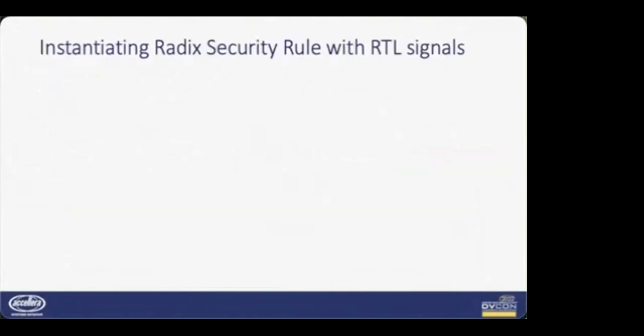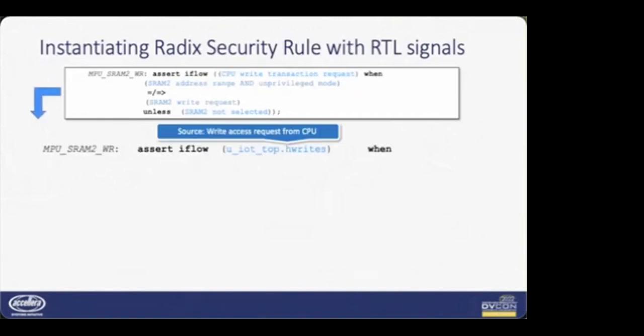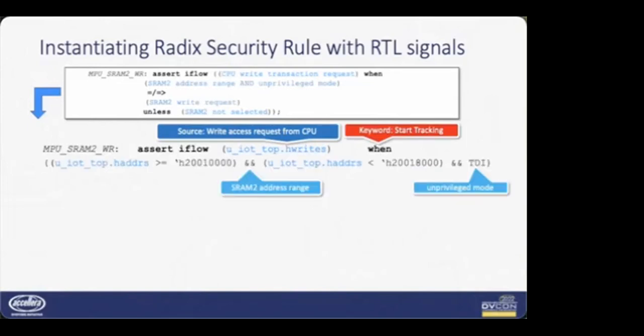The final step is to convert the abstract rule into a Radix security rule and embellish it with RTL signals. So we have the abstract rule. We now convert it into a Radix security rule. We have the label. The source is the write access request from the CPU, and this time we now are using actual RTL signals. We start tracking the HWrite bus when the range is the SRAM2 address range, and we are running in unprivileged mode.